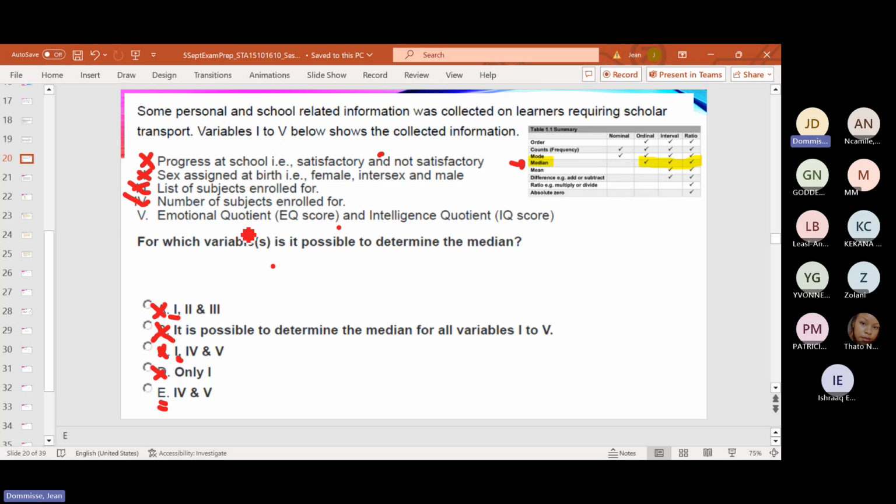Emotional intelligence, or an EQ score. Yes, we can. So everybody has a different score. We can work out what the median is. IQ score, yes, again, different scores, we will be able to work out what is the median. So 4 and 5 are correct. So option E is the correct one.